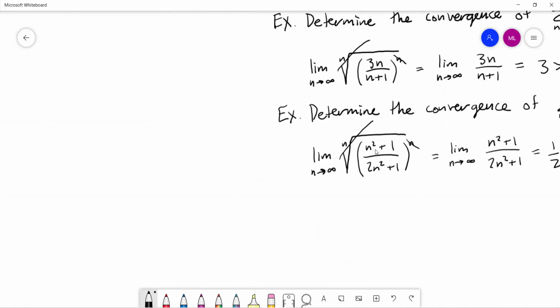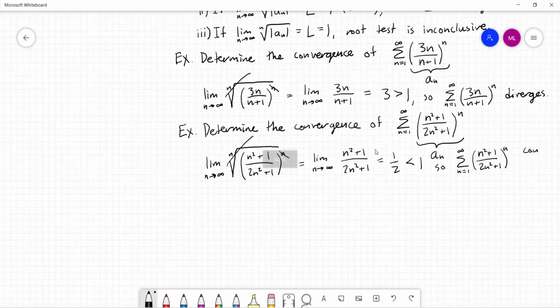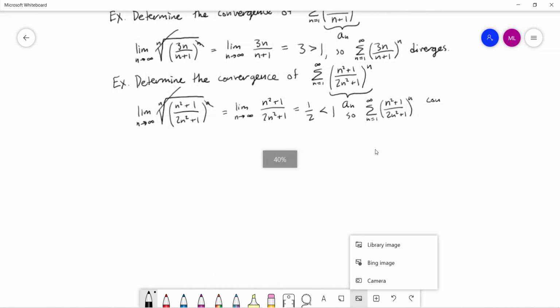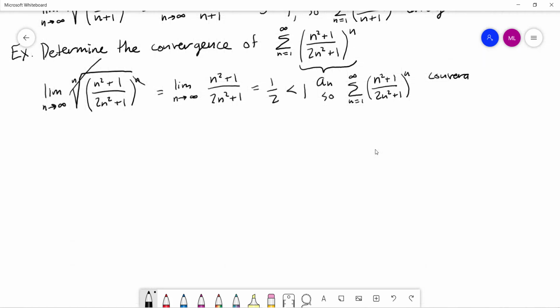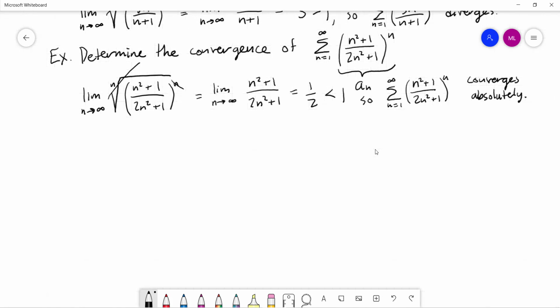It converges. Whoa. Converges absolutely. Why does this one work?